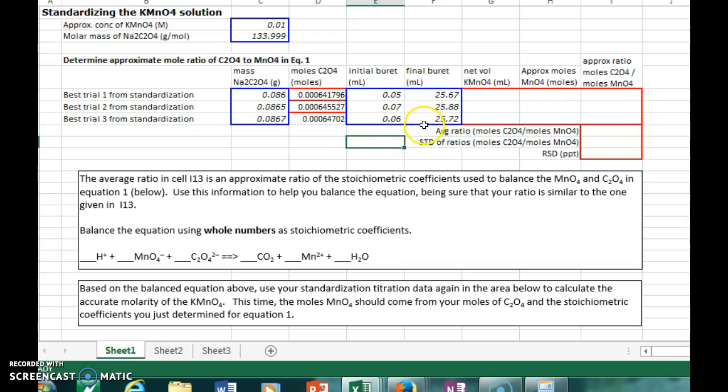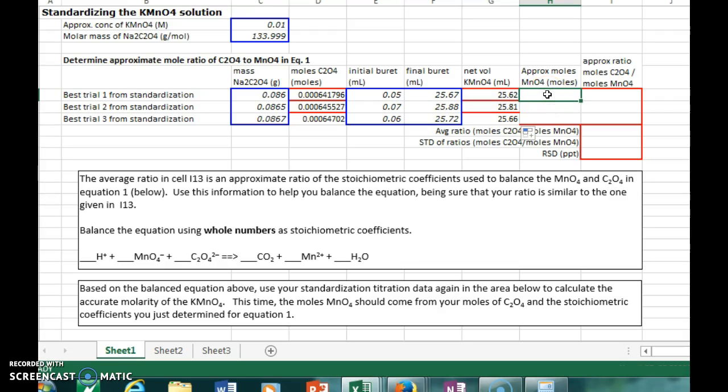Okay, so you'll have this recorded in your notebook. Net volume is just final minus initial. So equals this final one minus the initial one, enter. And then you can drag that down.